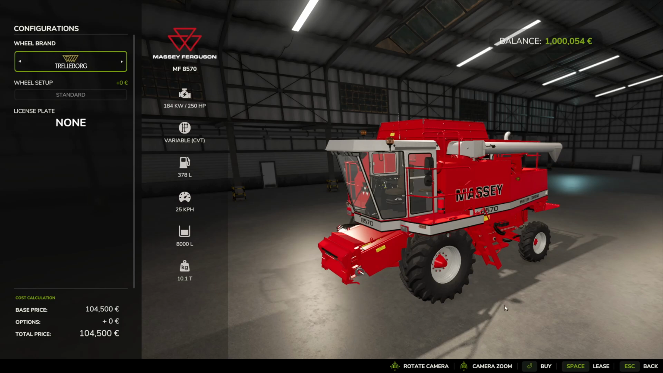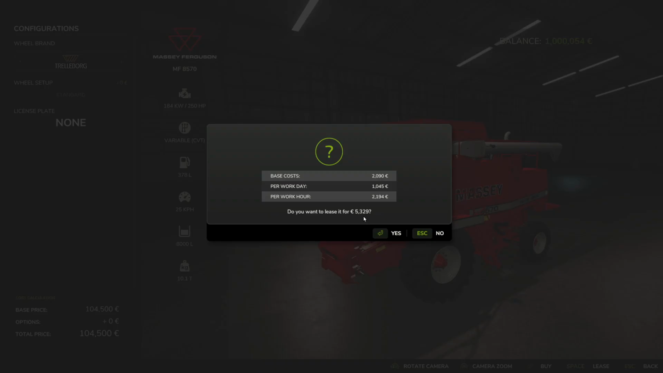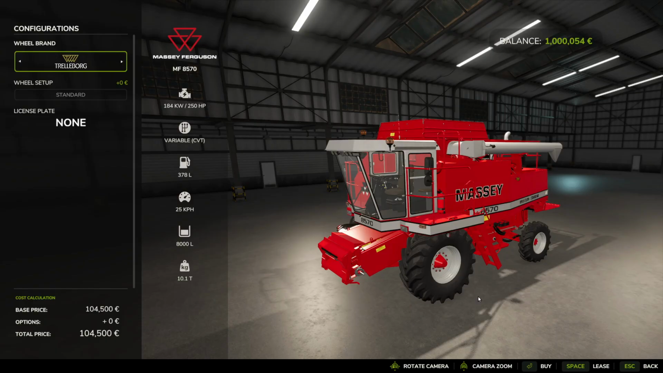And by the way, this is without header. You also need a header. And here you only have to pay 5,000 bucks. And yeah, when you only have one field and it's a small field, this might not be earning you money from the field, even this small combine, because you need a header also.